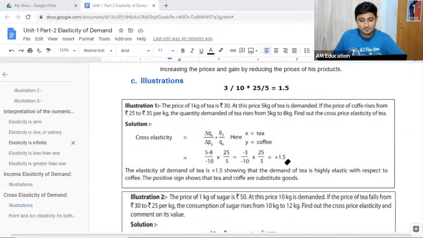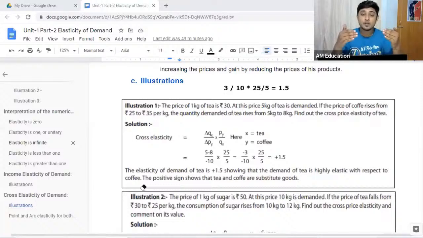Right, so this is the change in the quantity of x, 5 minus 8 by minus 10, into this by this, 25 by 5. Exactly. So minus 3 by minus 10 into 25 by 5 is plus 1.5. So the elasticity of demand of tea is positive 1.5, showing that the demand of tea is highly elastic with respect to coffee. We've studied above, no?